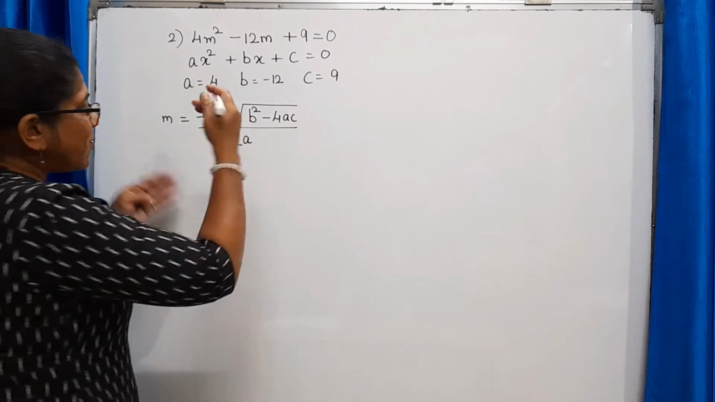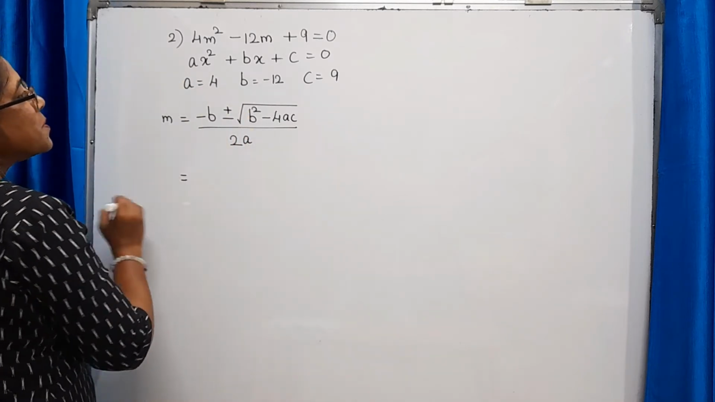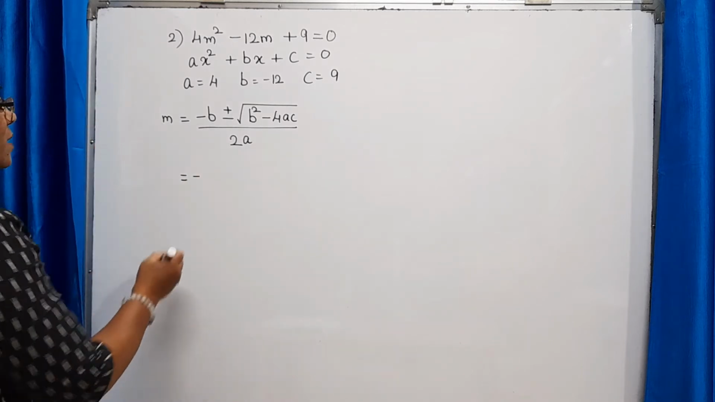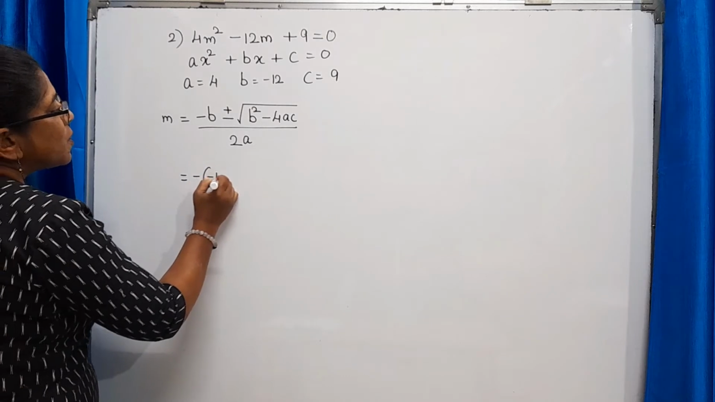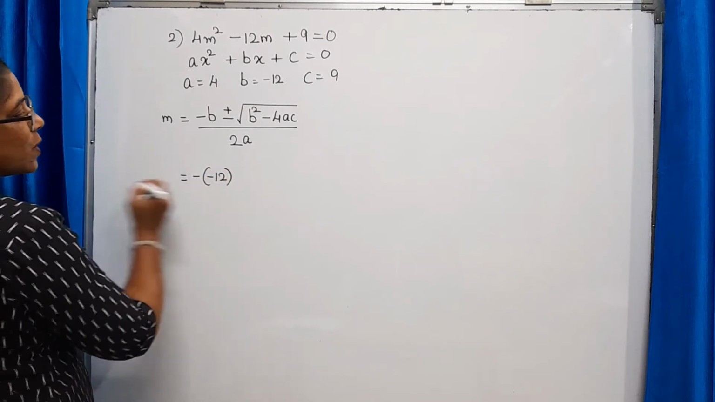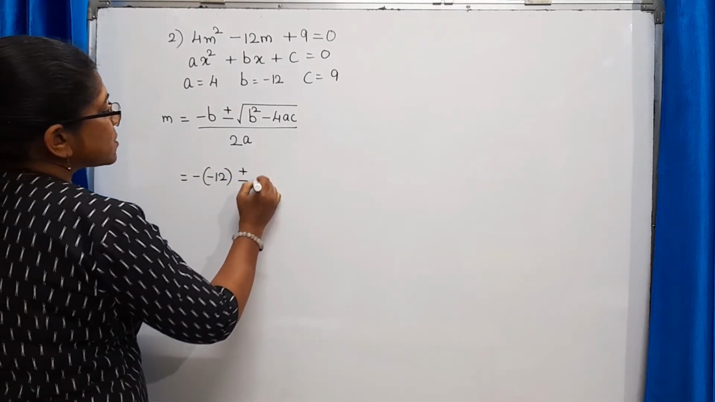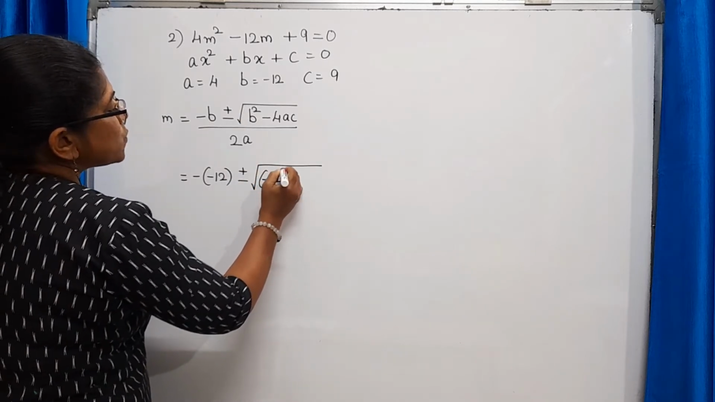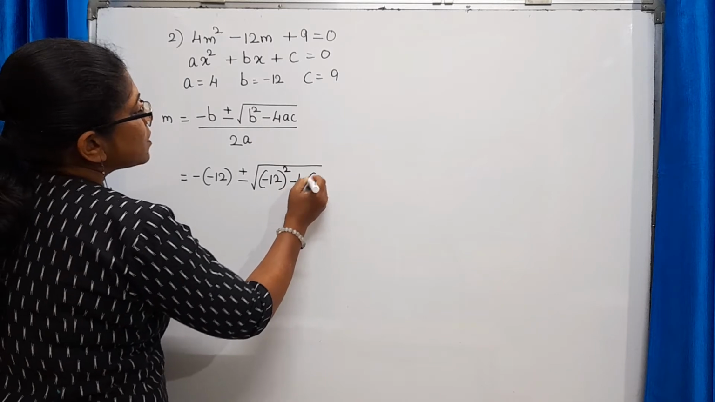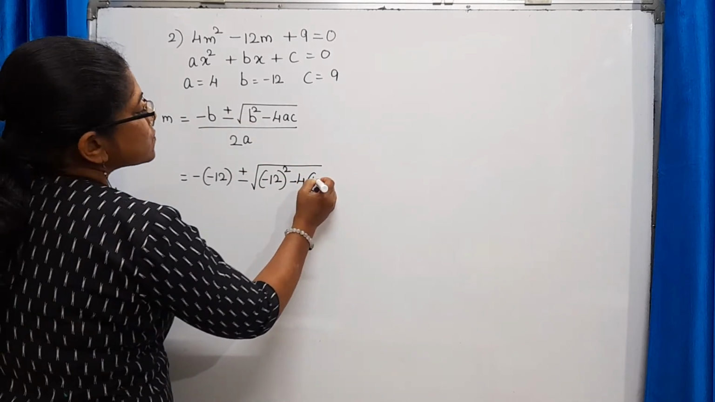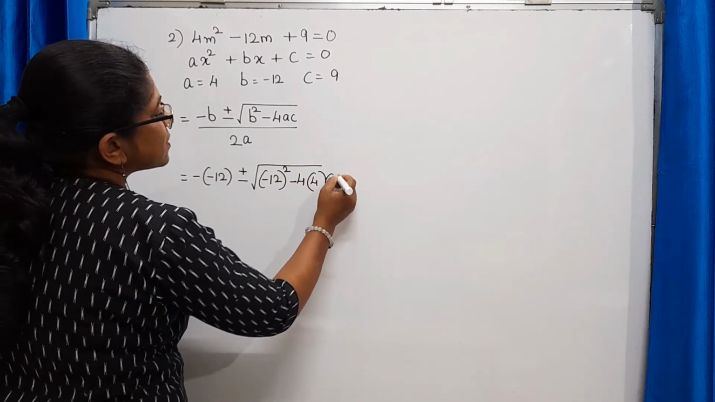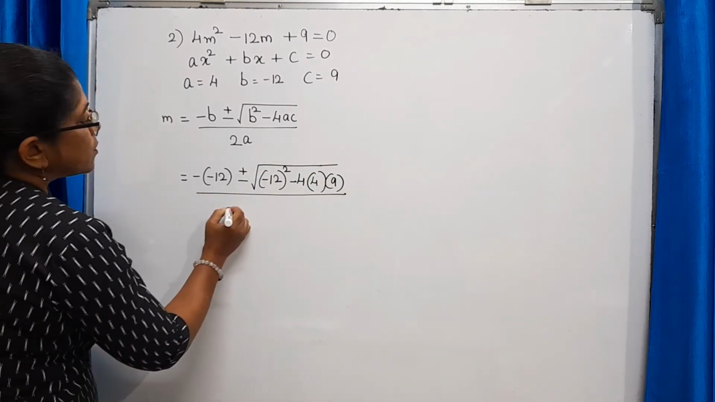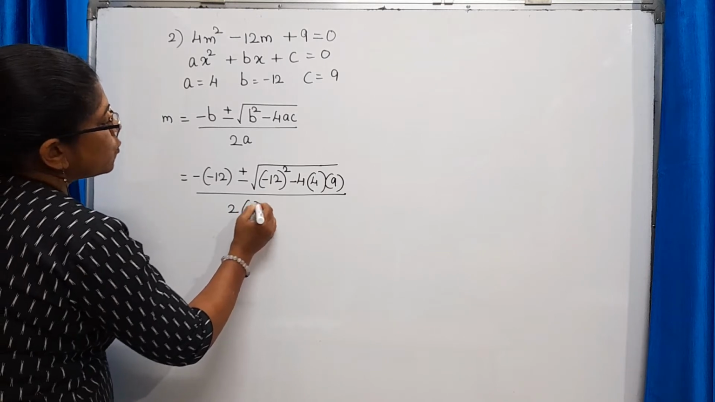Let's substitute our values of a, b and c. Minus value of b here is minus 12, so minus minus 12 plus or minus square root of b square, that is minus 12 square, minus 4ac. A is 4 and c is 9, upon 2a, upon 2 into 4.